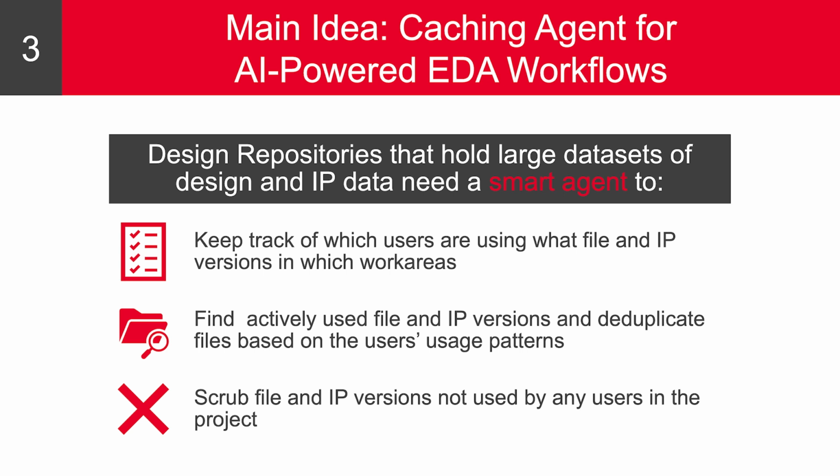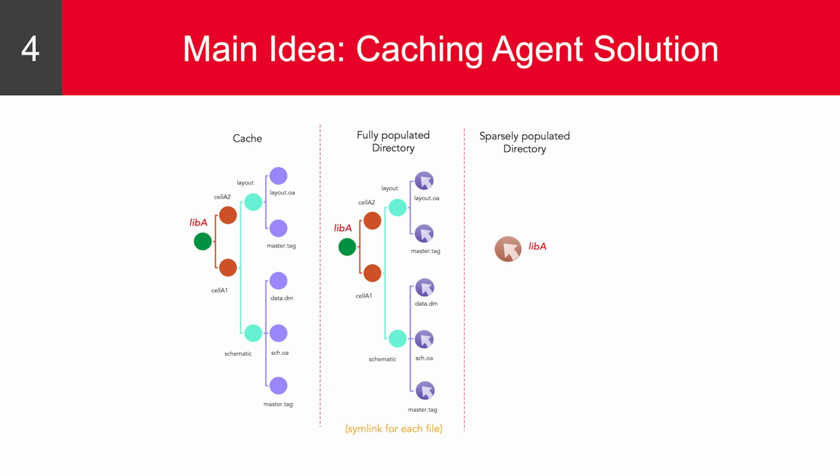So let's take this example. I'm going to use this slide to explain the caching agent solution to you. So an example of a library A that has cells A1 and A2, and then it has layouts and schematics and a whole bunch of other views. And each of these have leaf level cells like the layout.oa, master.tag. It could have a bunch of other files, right?